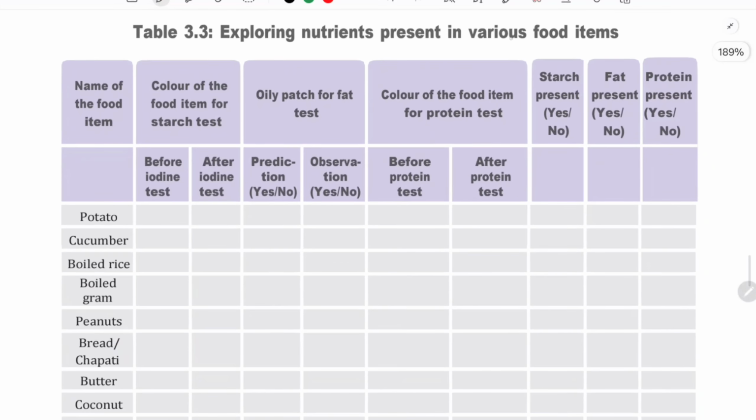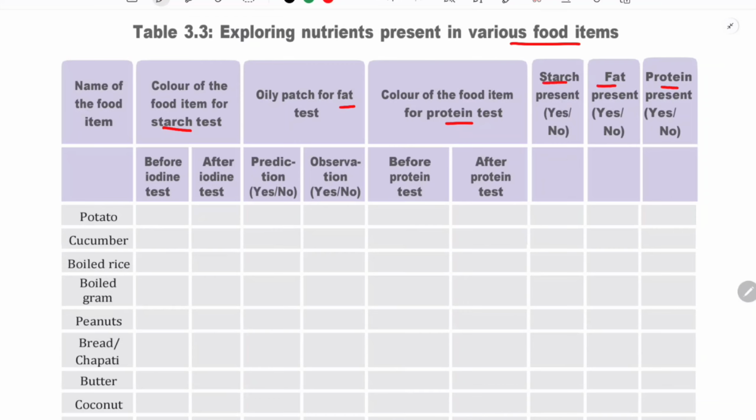Exploring nutrients present in various food items. The first one is potato. Here is the name of the food items, and you have to mention the color of the food items before. This is for the starch test, this is for the fat test, and this is for the protein test. Before and after you have to mention everything, and here whether there is a presence of starch, fats or protein.